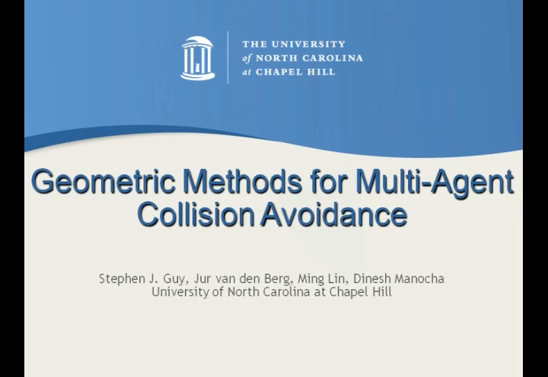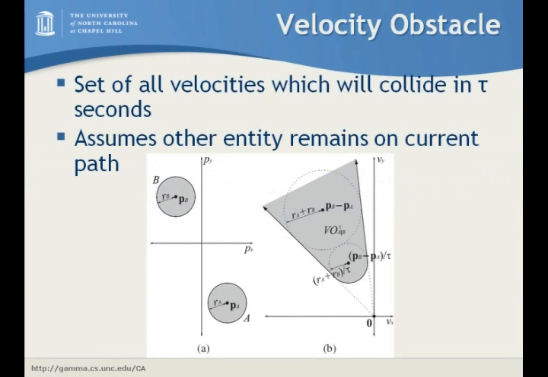We present ORCA, a geometric method for collision avoidance. Our method is based on velocity obstacles, or VO. This is the set of velocities an agent could take that would collide with its neighbors. Geometrically, the VO is a truncated cone in velocity space. If the current relative velocity is inside the VO, the agent is on a collision course.